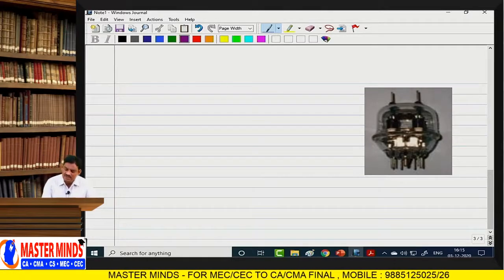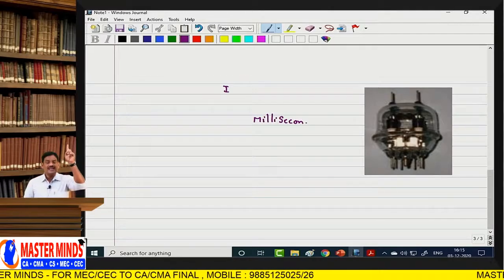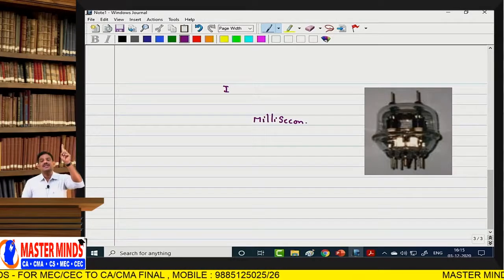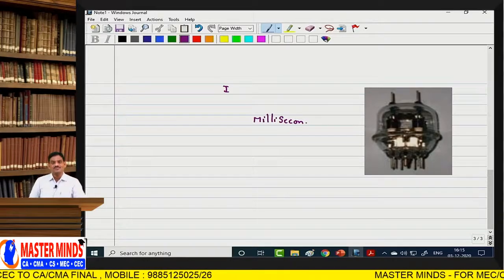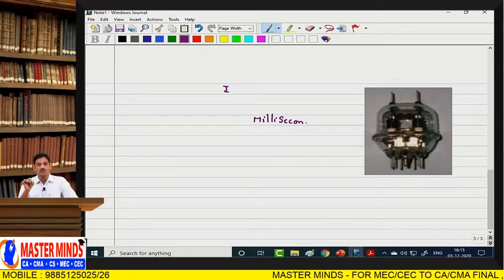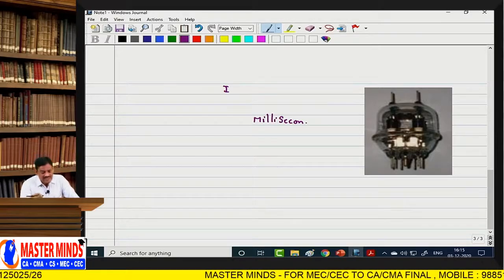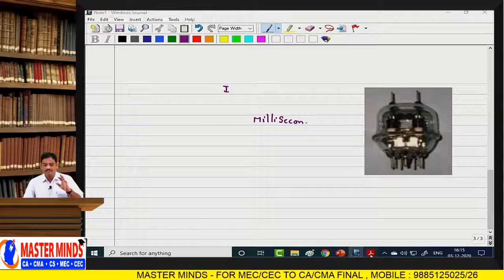These first generation computers provide execution speed in terms of milliseconds, 10 power minus 3. I told you in the characteristics and advantages of a computer: deca, centi, milli, micro, nano, pico, femto, atto seconds called speed. The speed of these computers can be defined in terms of milliseconds.